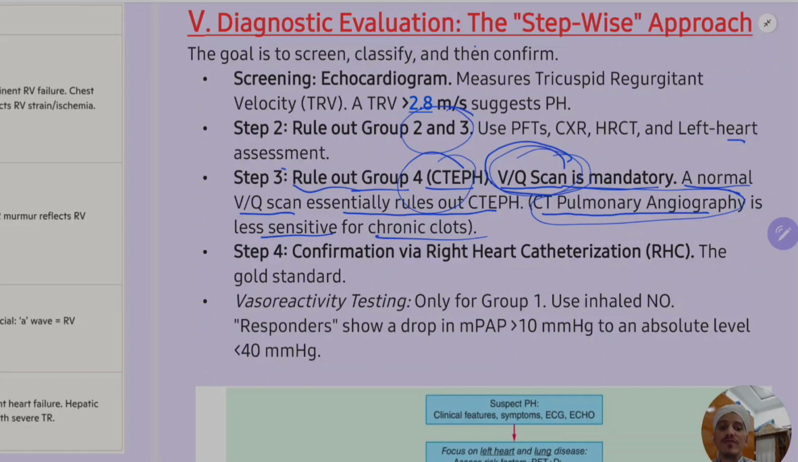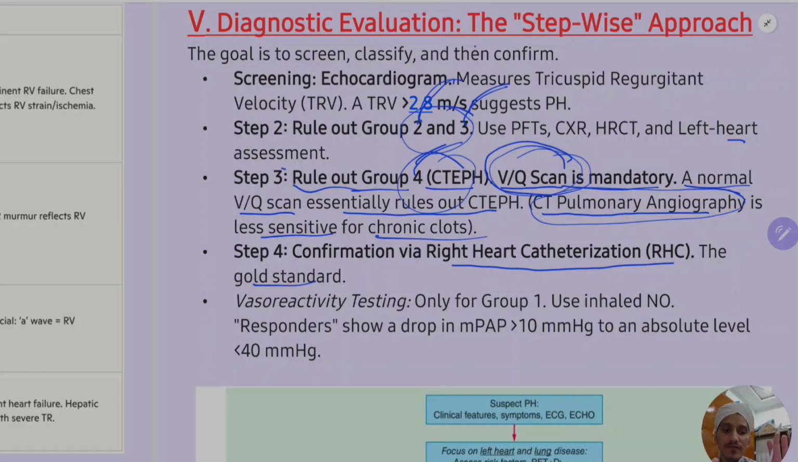But you have ruled out 2, 3, and 4. So now it can be either group 1 or group 5. If you have found it as 2 or 3 or 4, you will act accordingly. But 2 is not there, 3 is not there, 4 is not there. So mostly it is type 1, because type 5 is very much rare. Now you will confirm with right heart catheterization, which is the gold standard.